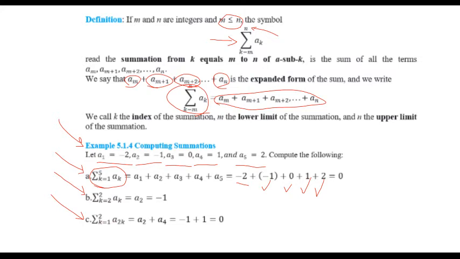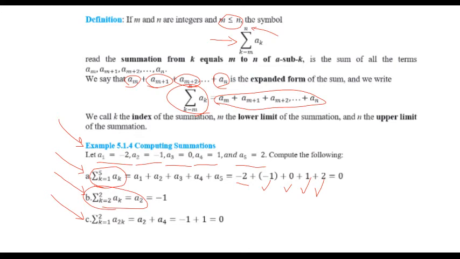So in such cases, please note that the summation becomes only one element of the sequence, one term of the sequence, because as I said, the lower limit and upper limit are equal.